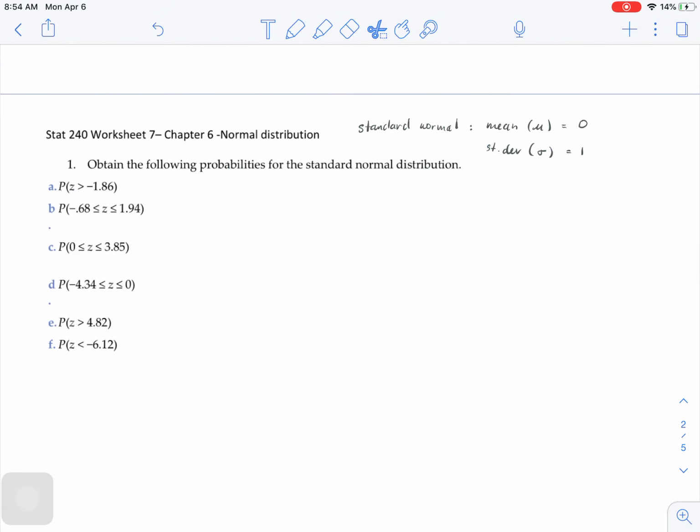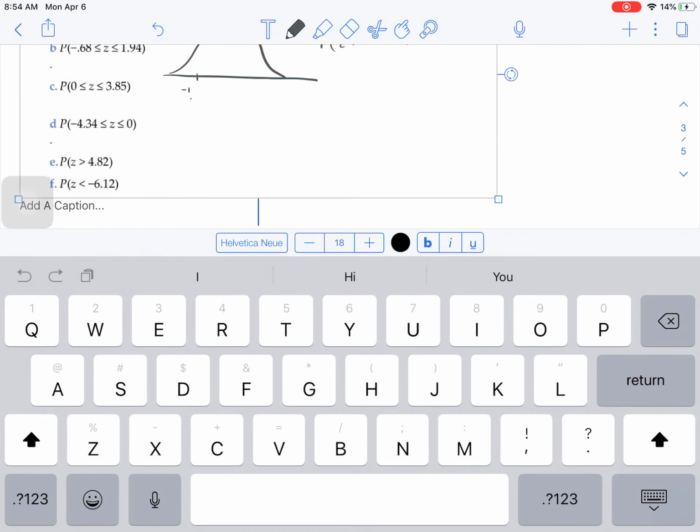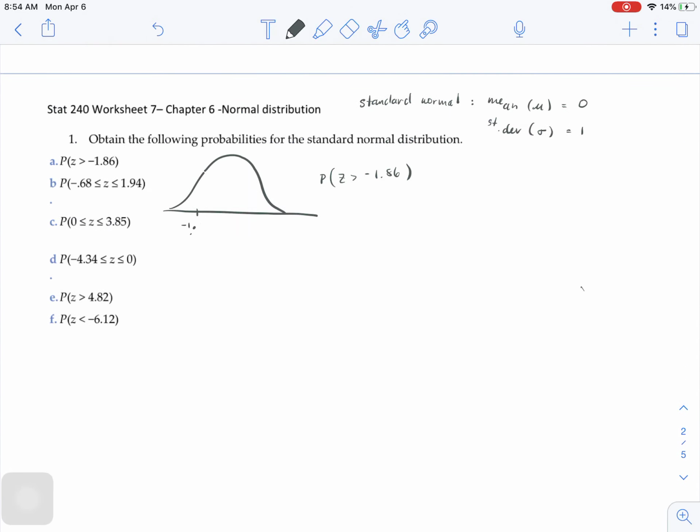So the first part of this question wants the probability that Z is greater than -1.86. If we want to draw a picture, this is equivalent to asking, what's the area to the right of -1.86? Now remember that our table only gives us the area to the left, so we have to add an extra step to get this area to the right.